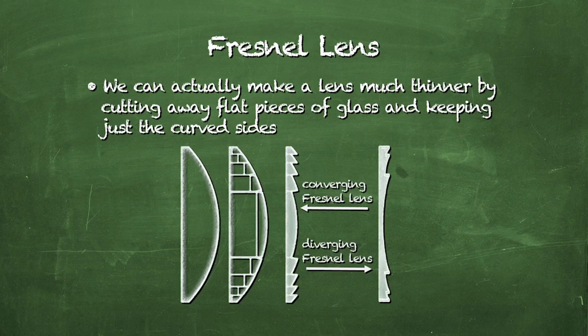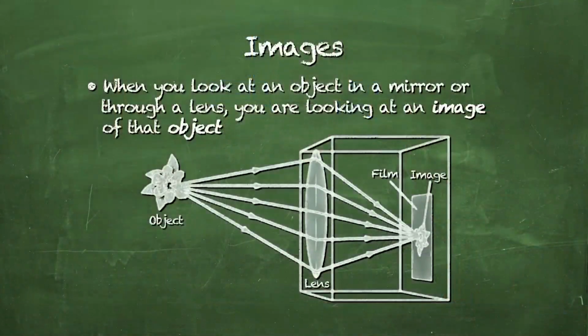Now, how are we going to use this? We're going to use our lenses to form images of objects. When you look at an object in a mirror or through a lens, you're actually looking at an image of that object. This diagram shows you a camera making an image of a flower on a piece of film. Let me do a demonstration for you.